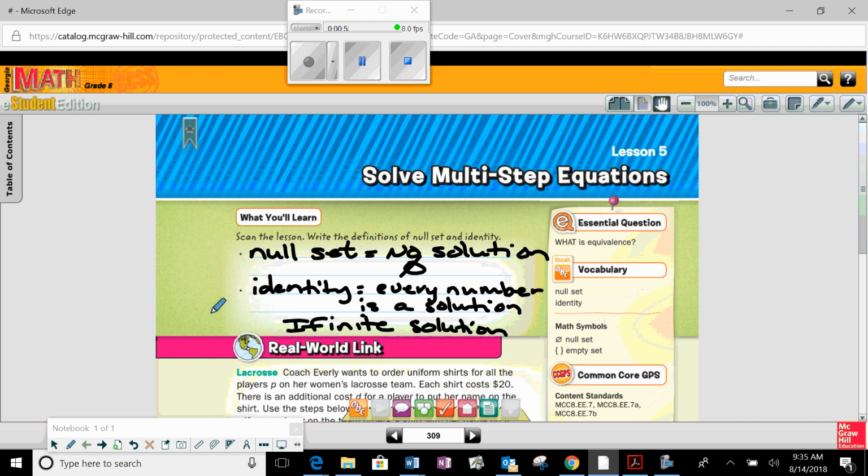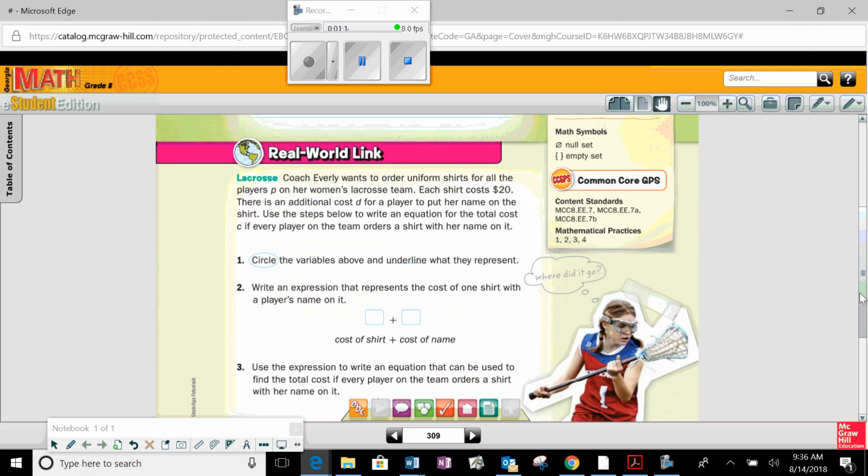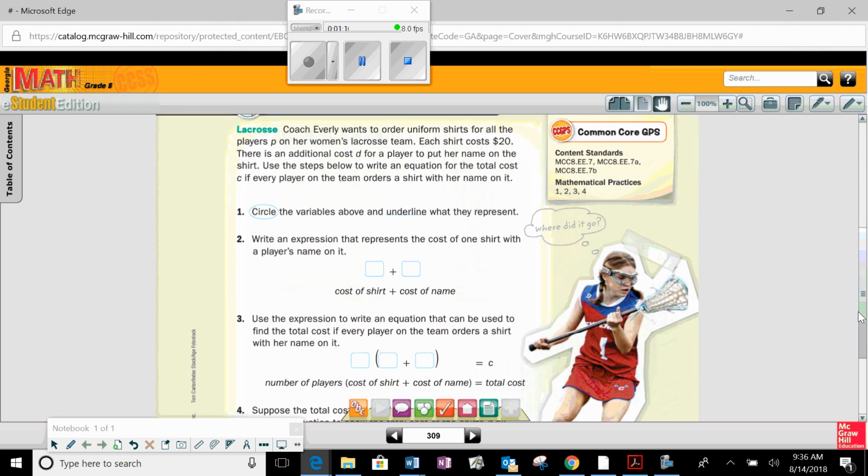And then we also have something called an empty set, which is just two empty brackets. Okay, so both of those are used when we have a null set. So now we are going to go down and look at this word problem, or this application that we might have, and how we could use equations.